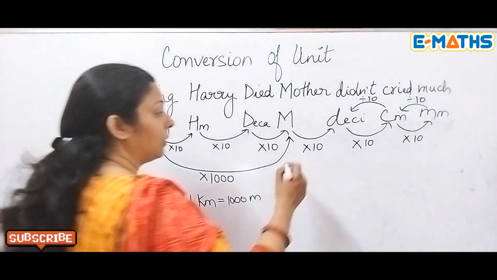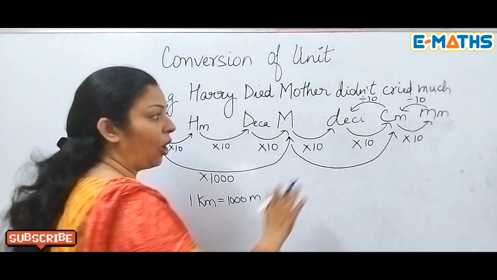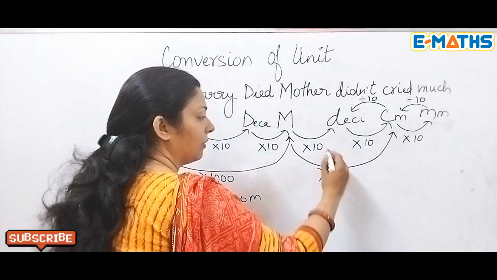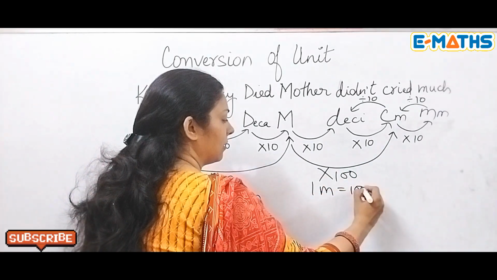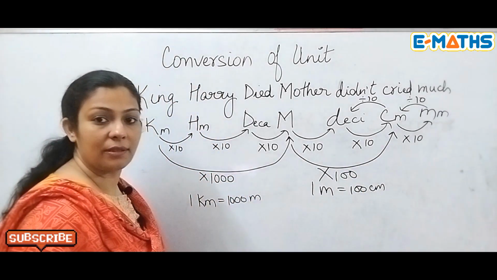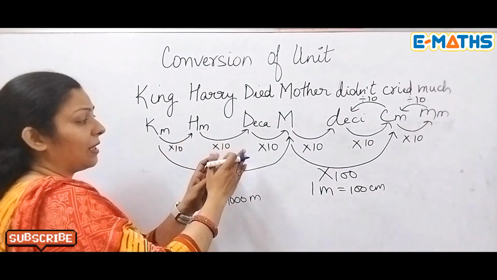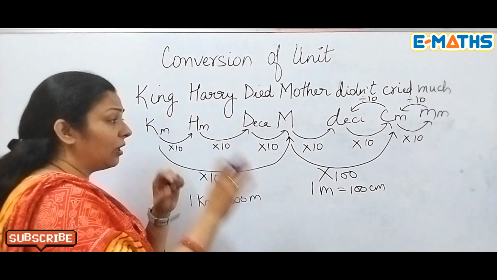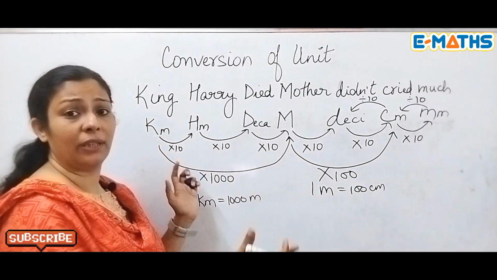And if you have to convert meters into centimeters, how many zeros are falling in between? We have 2 zeros. That means 1 meter has 100 centimeters. This way you can convert, like you can see hectometers, decameters, meters, decimeters. You can convert any given unit into any other unit.